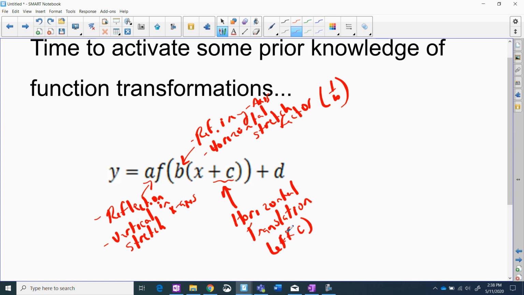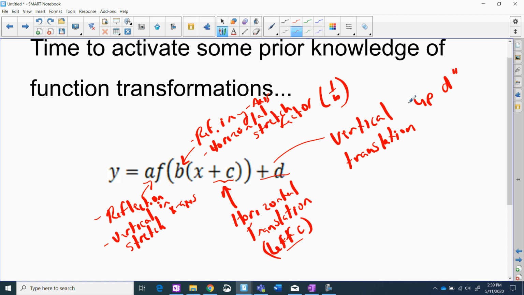Left c. And this out here is your vertical translation. That's where you take your graph, don't change the shape of it, and move it straight up or down. So if I use this as my model, a plus d would be moving up d units.